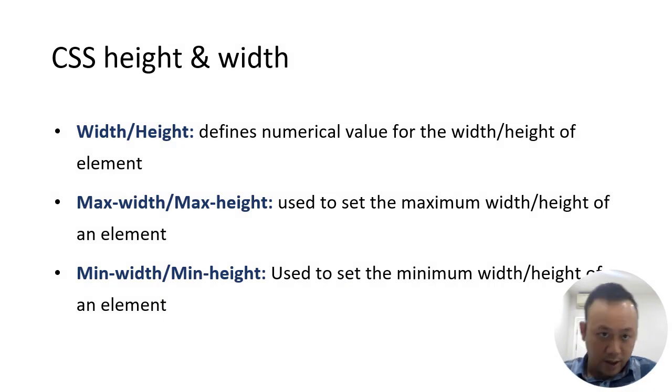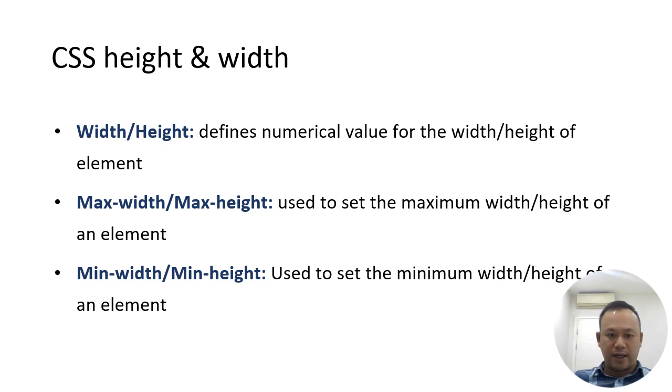The height and the width properties are used to set the height and width of an element. The height and the width can be set to auto, which means that the browser calculates the height and the width, or specified in a length value like pixel, centimeter, or in percent of the containing block.